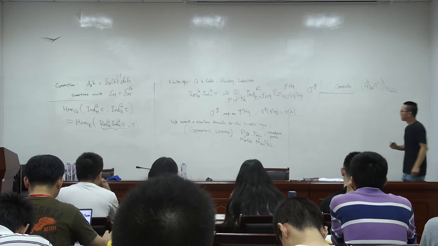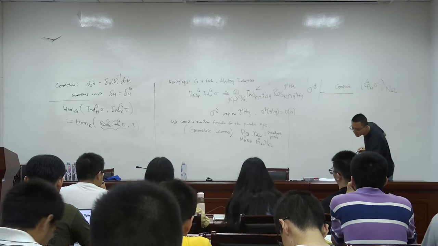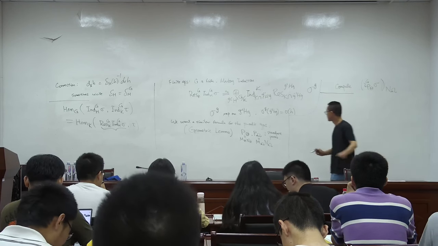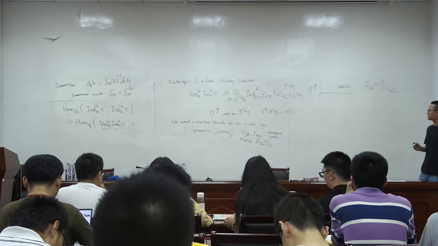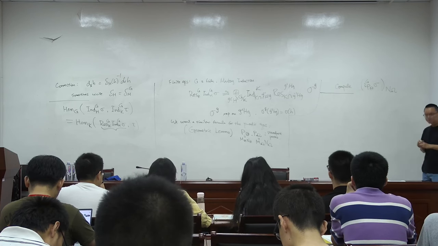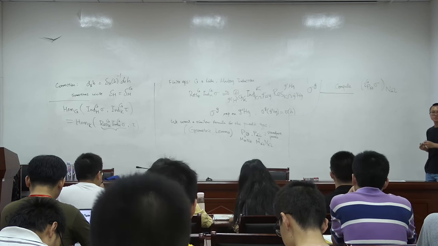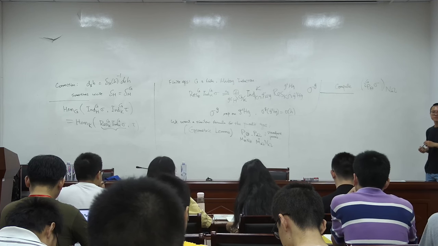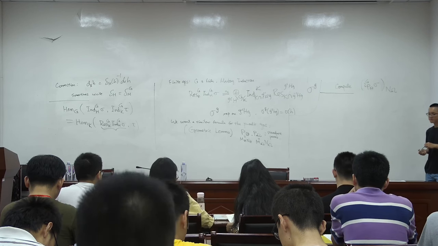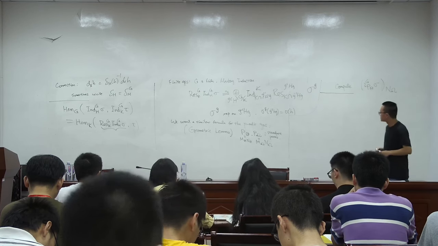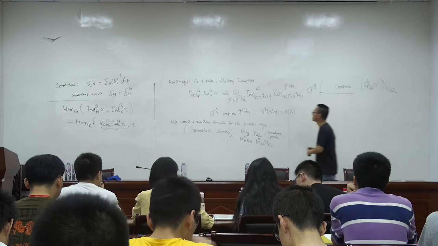I will give you a formula, but before that, I have to explain some geometry on the cosets of parabolics. So before I move on, do you have any questions about this? So you see, the point is this double coset here.